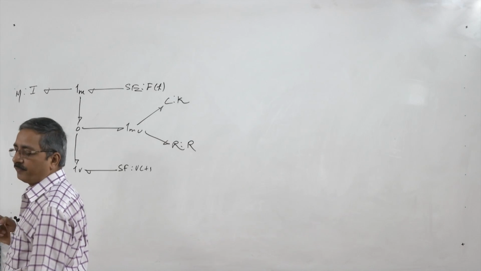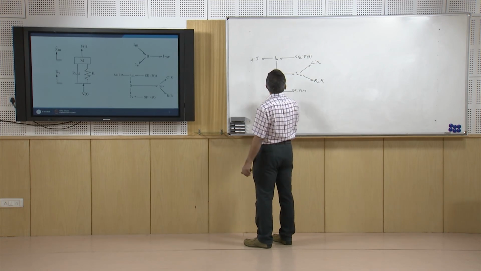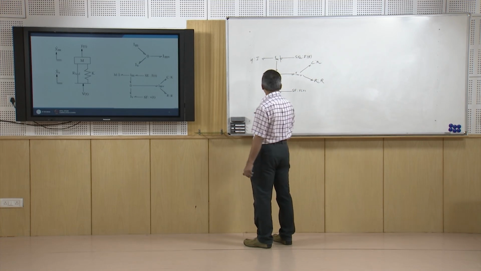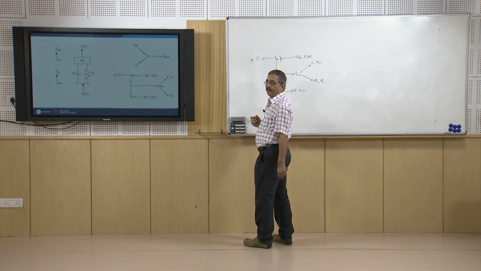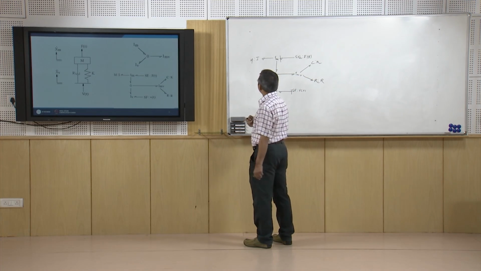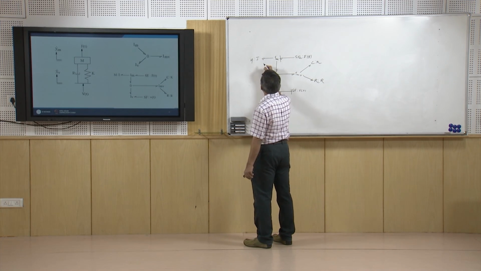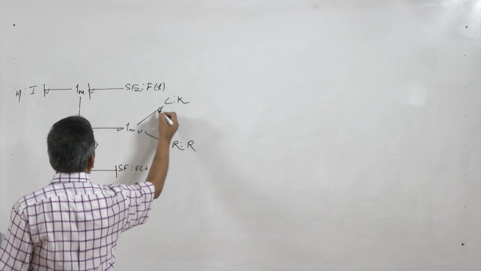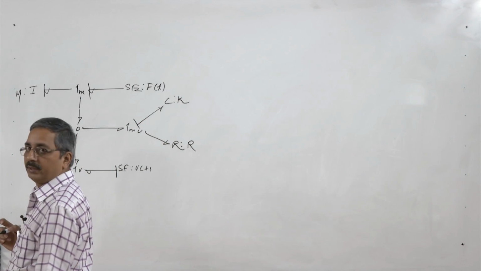Now, first of all we assign causality to the sources. This is SE, so it will always give effort, and this is SF, so it will always give flow. After the sources, let us assign causality to the storage elements. The I element takes effort and returns flow, and the C element takes flow and returns effort. This is how it is done.